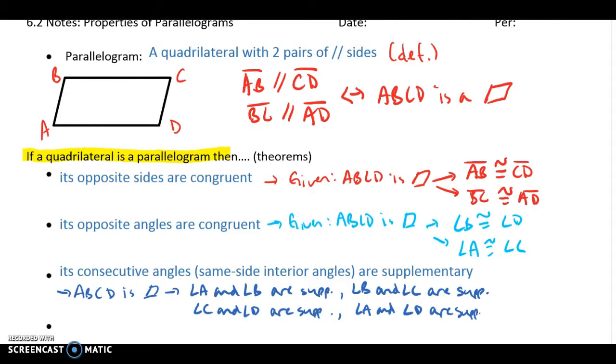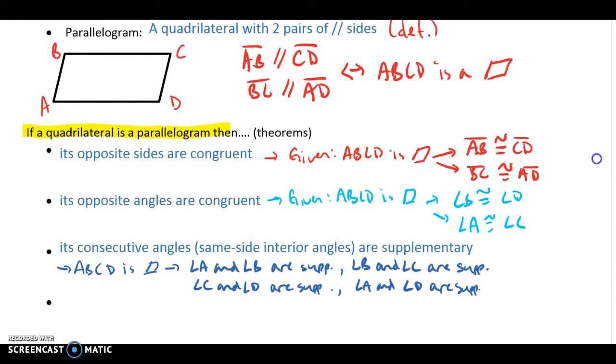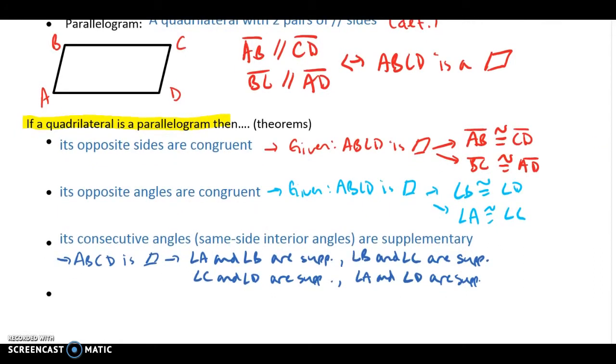All right. We've got one more property or theorem. Basically, again, once we know we have a parallelogram, these are things we can say about it. So the last one says that its diagonals bisect each other. And remember what diagonals are, right? When you draw diagonals in a rectangle or whatever, they connect your opposite angles. So for example, right up here from B to D, this is a diagonal, right?